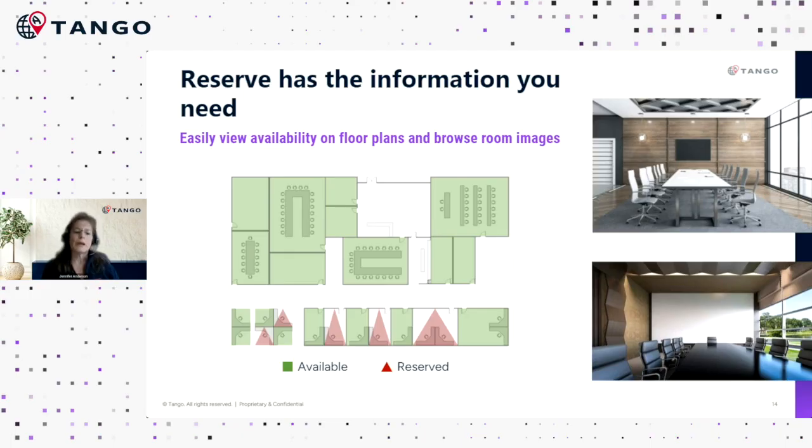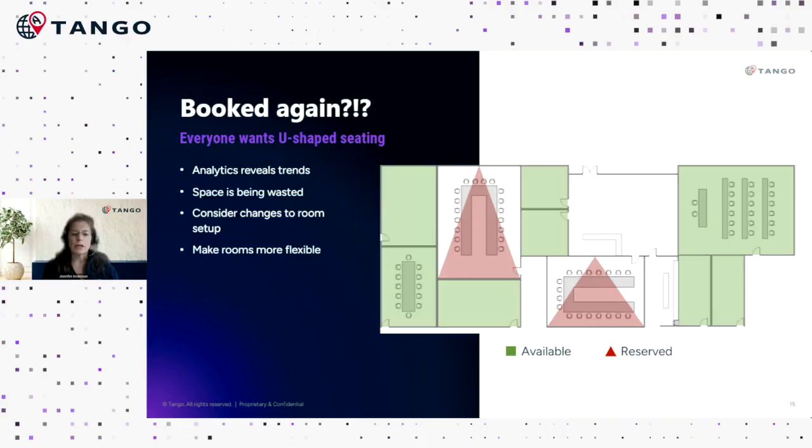Scenario 2. Company X has rooms that are set up in a U-shape by default, and they run out of these rooms more often than they run out of the others. They're the red ones in this floor plan view. Through our analytics, we can see that U-shaped conference rooms are used the most. Improve efficiency by either making more U-shaped rooms or by making the rooms more flexible, as shown on the next slide.